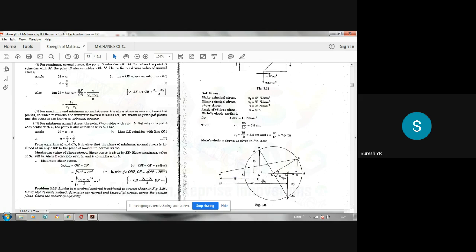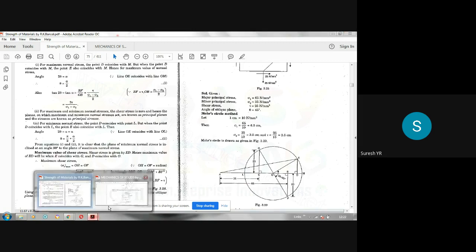Okay. So measure the distance in centimeters. Convert that into Newton per mm square using that scale. We have chosen 1 centimeter is equal to 20 Newton per mm square. Suppose if you get 3.5 centimeter, then 3.5 centimeter multiplied by 20. Like that you have to take. That is your major principal stress and minor principal stress. So you should get this answer.